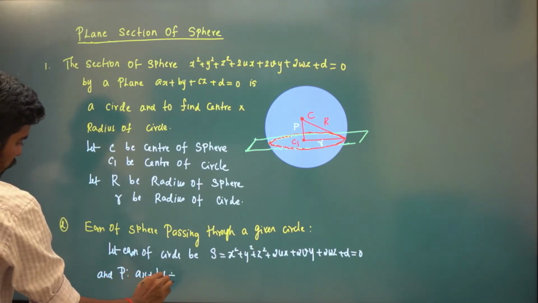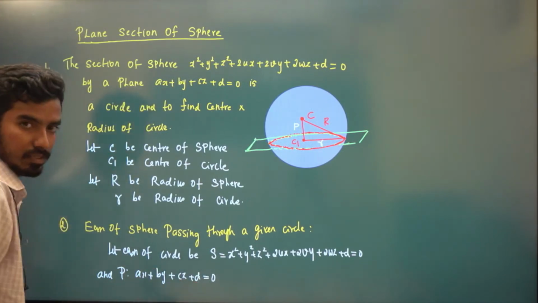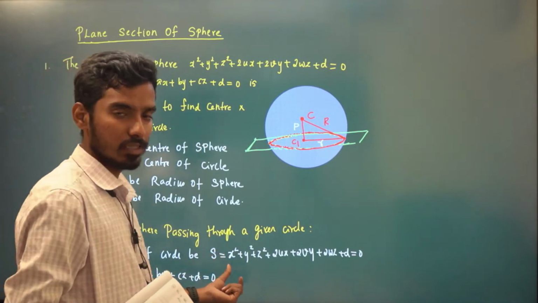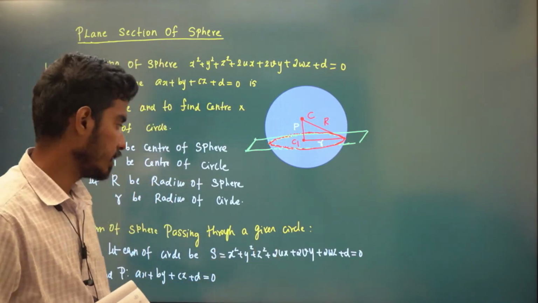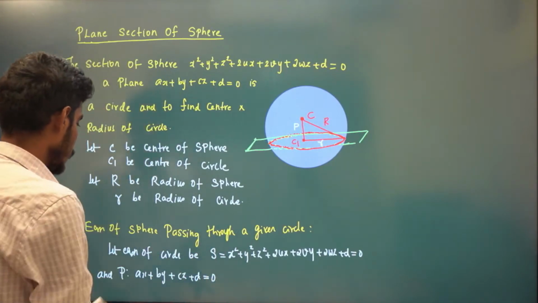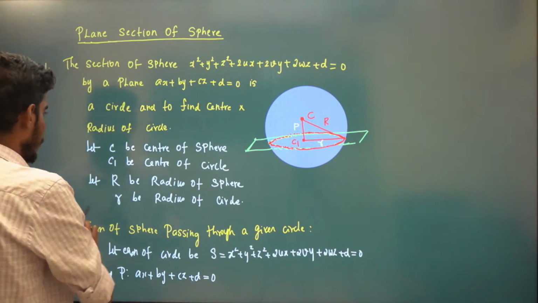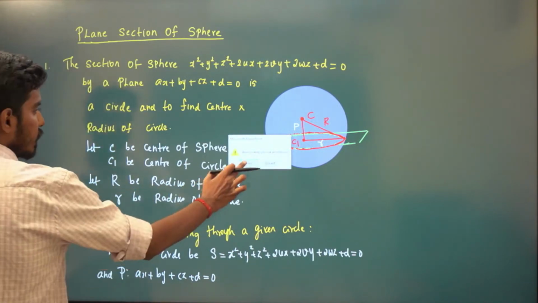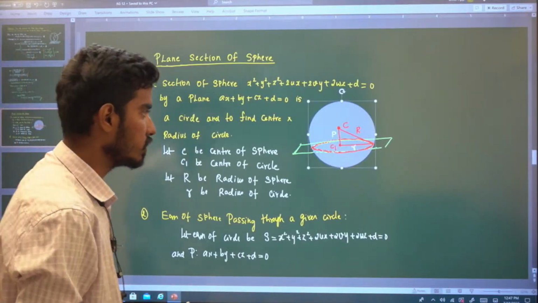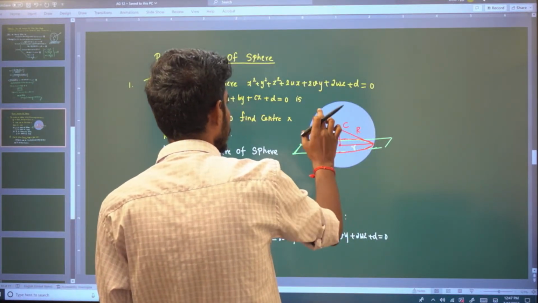Ax plus by plus cz plus d equal to 0. This is the equation of a circle, right? Because for the equation of a circle, a sphere and a plane should be there. That is s equal to 0, comma p equal to 0. So we are going to find an equation of a sphere passing through a given circle. That means we need to find an equation of a sphere that has to pass through this circle.